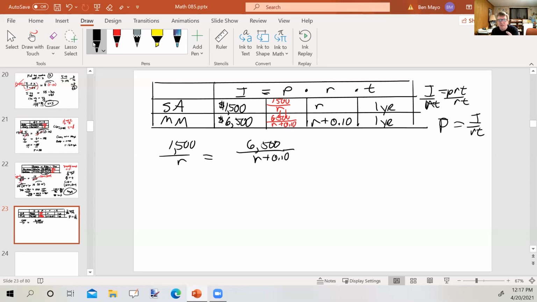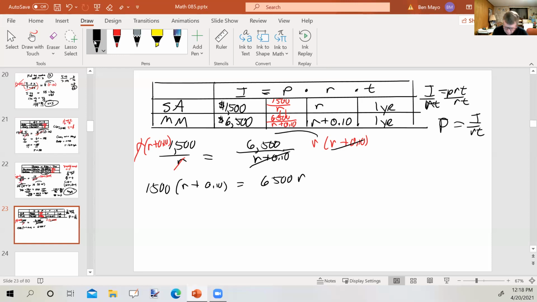So do you see, in each case, I'm solving for the variable that's the same in both situations, solving for it in terms of everything else that we're given? Yes. So now my LCD is going to be R times R plus 0.10. On the left, the R's cross out, and I've got 1,500 times R plus 0.10. On the right, the R plus 0.10s cross out, and I've got 6,500 R. Again, so far so good?